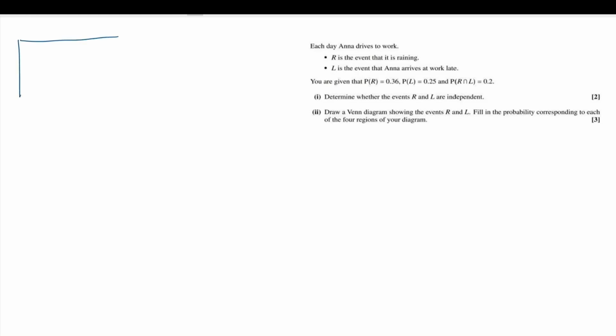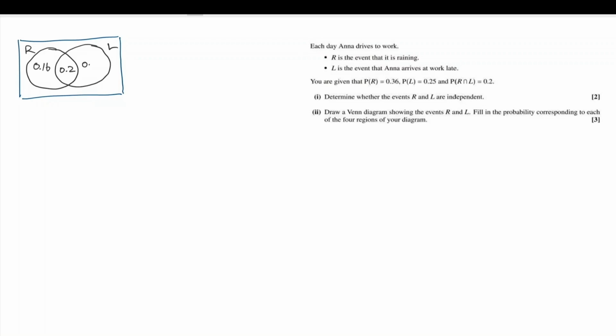Okay, so this is enough information for me to form a Venn diagram, and I just want to see everything within this Venn diagram. So my two sets are R and L, and obviously I've got the box to show all the possible outcomes. The intersection is where I would always start, and the intersection of both of these things happening is 0.2. And then we'll just use our subtraction technique to fill in the remainder of each of these sets.